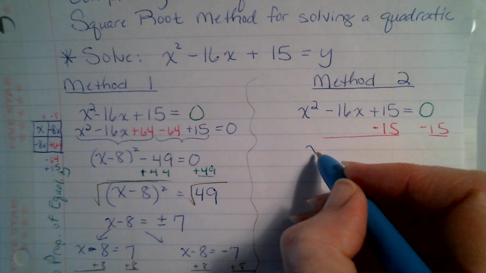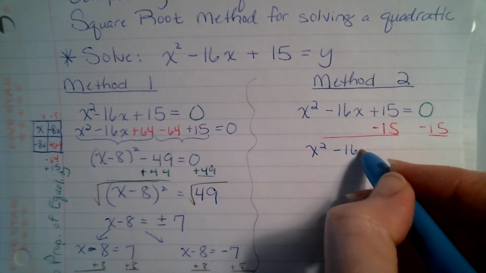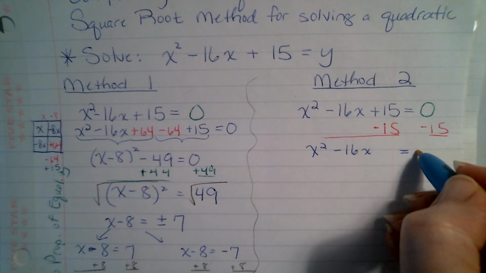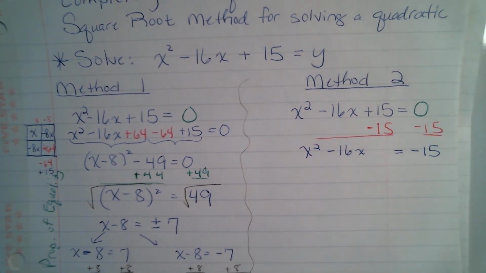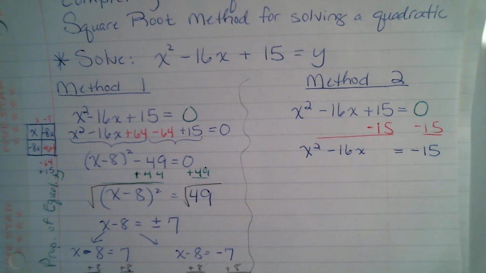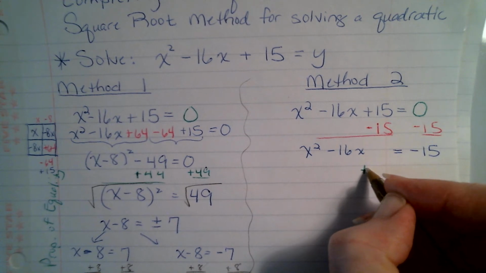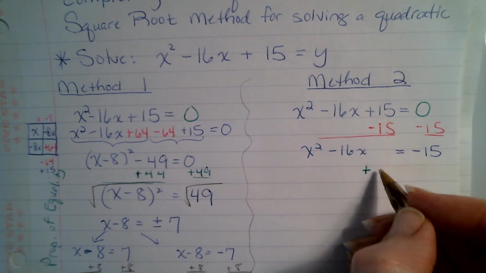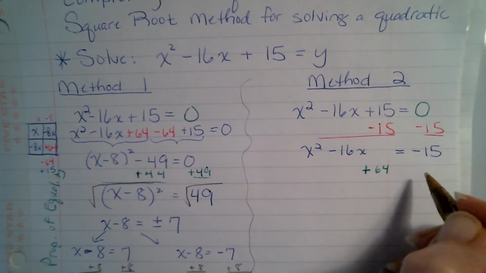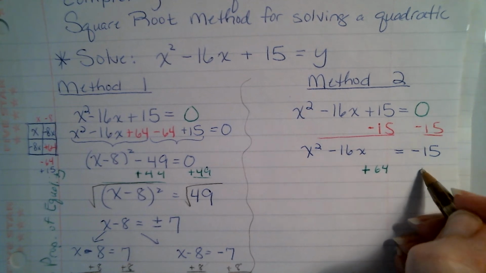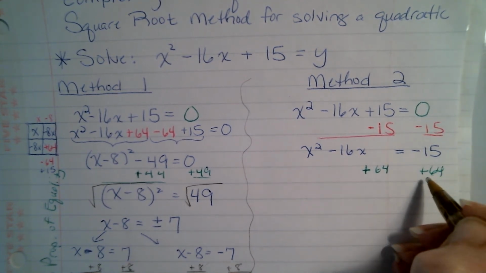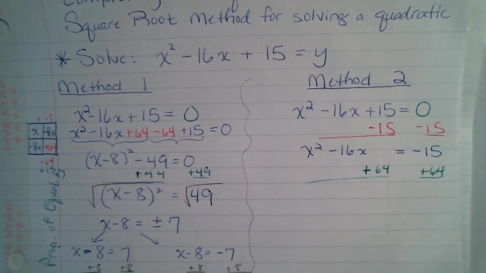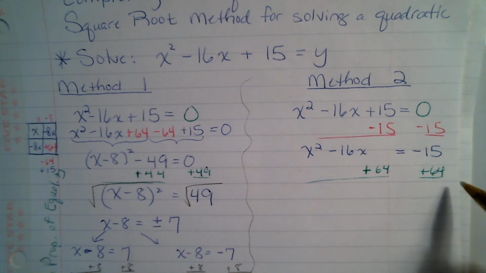And so what I'm left with is x squared minus 16x equals negative 15. Now guess what I have room to add? Here I can add what made it a perfect square? 64. And if I do it to the left side, I have to do it to the right. And so now what we're doing is an addition property of equality. If I add it to the left side, I have to add it to the right.